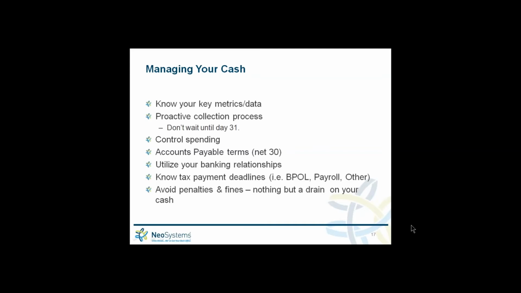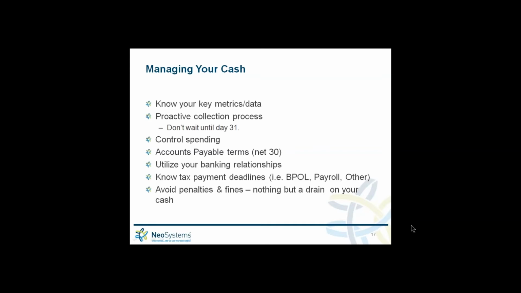Control your spending, obviously. On the accounts payable terms, when you get an accounts payable invoice from a vendor, you don't have to pay it right away. Look at the terms. Most of them are net 30. So you basically have 30 days, and you can plan for those vendor payments when you get those statements.